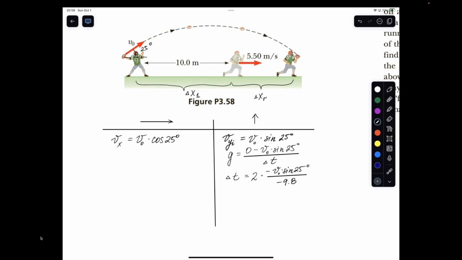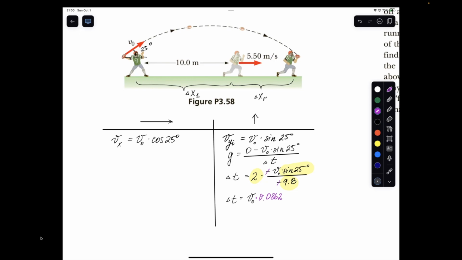That is all a number. So I can replace change in t as v0. I can cancel my minuses right here. And then grab your calculator and figure out what this 2 over 9.8 times sine of 25 is. 0.0862. That's the amount of time in the air, not half time, but the total time.